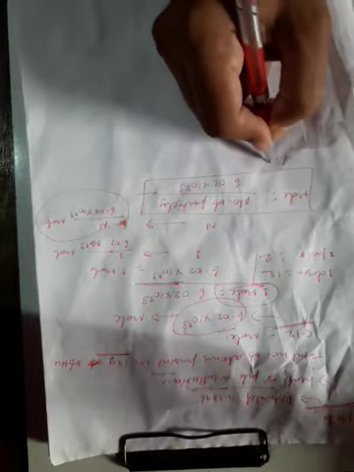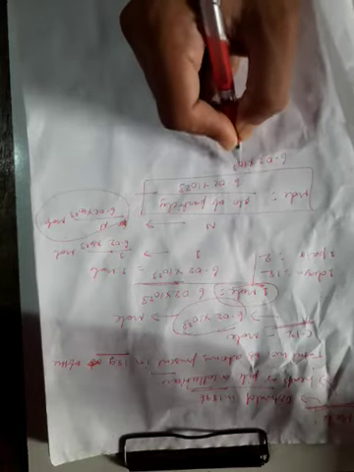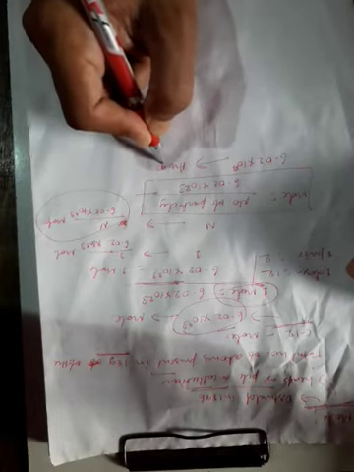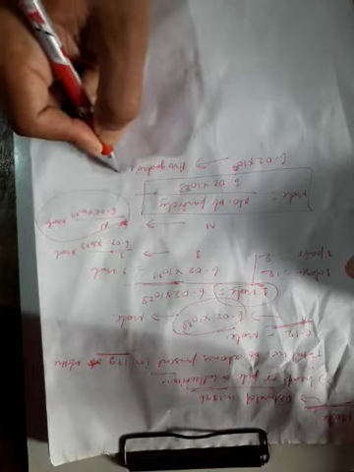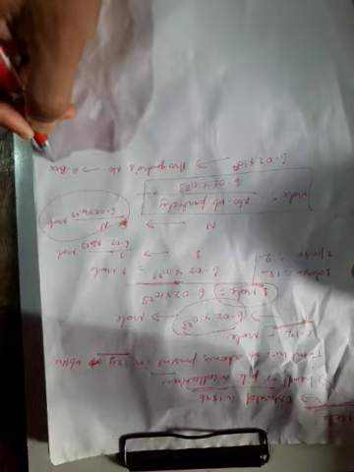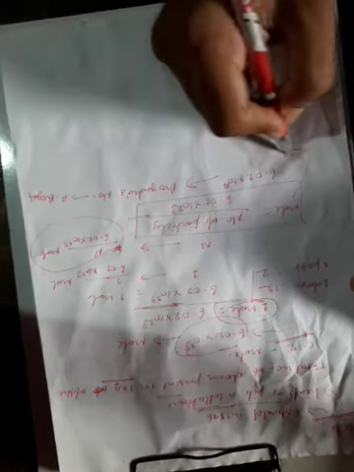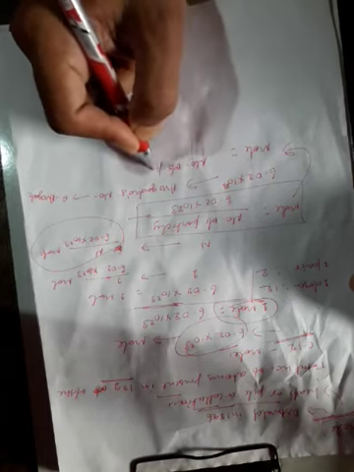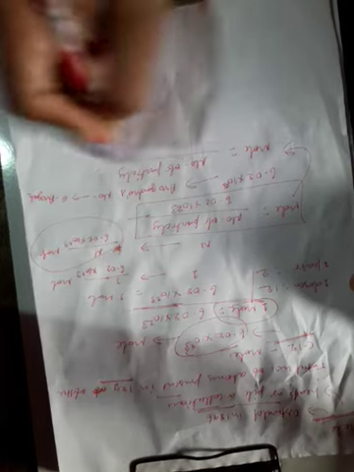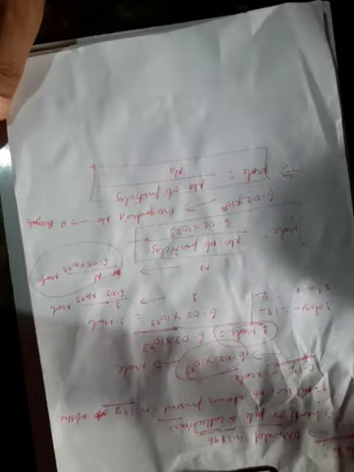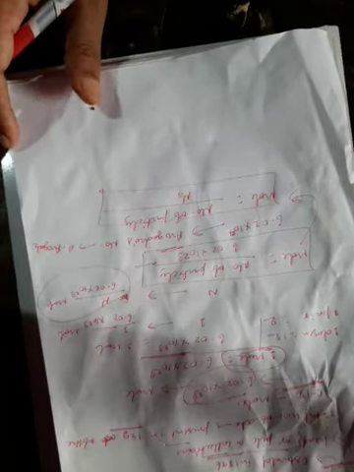The number 6.02 × 10²³ is considered as Avogadro's number in honor of Amedeo Avogadro. So the mole may be formulated as number of particles upon Avogadro's number, where NA stands for Avogadro's number, that is 6.02 × 10²³.